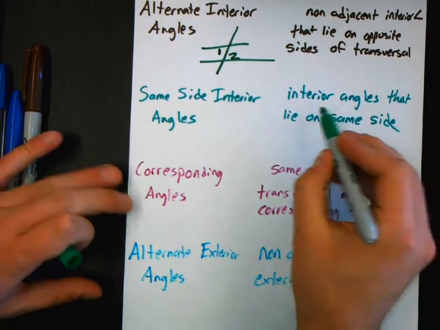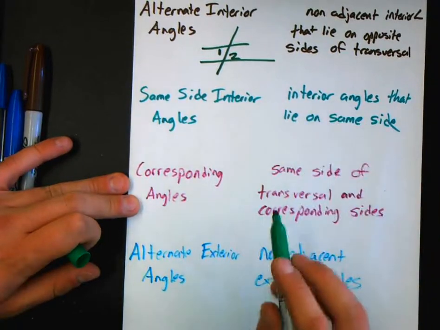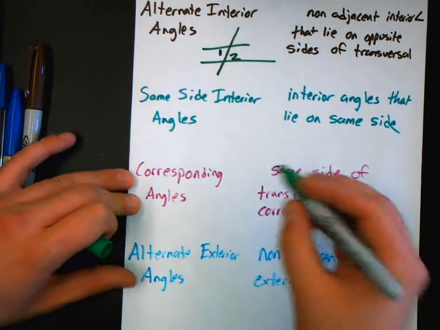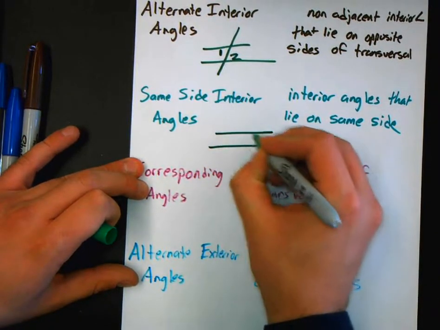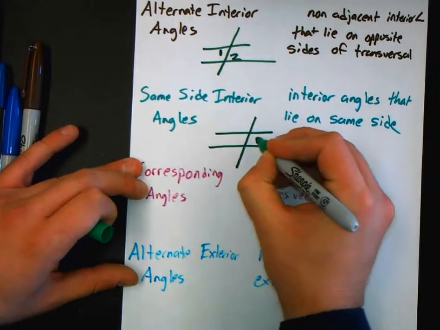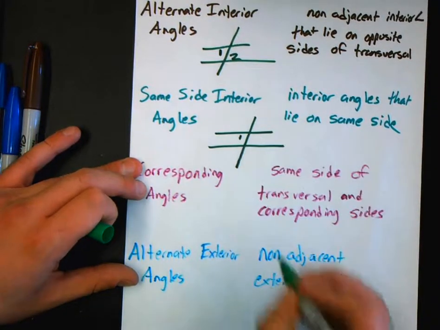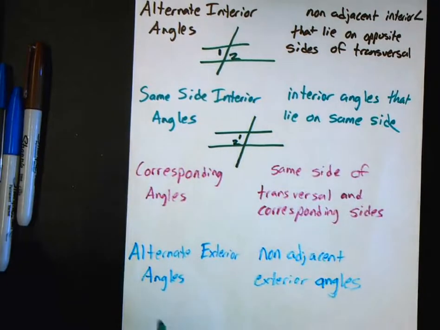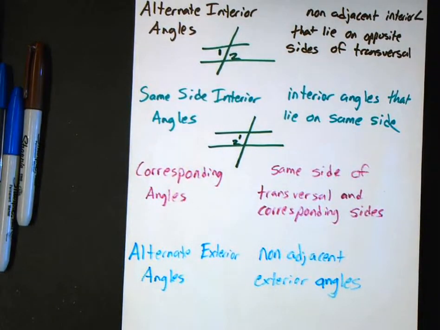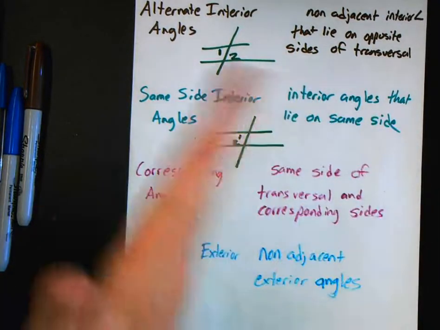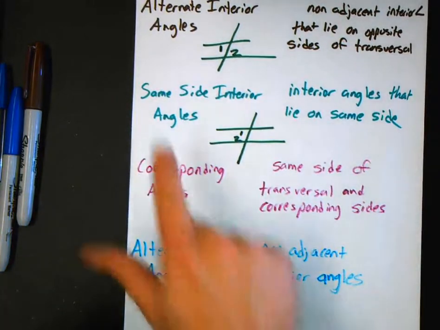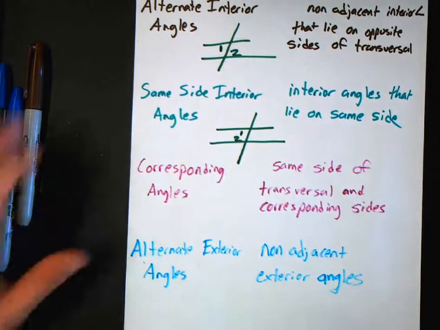Same side interior angles are also interior, just like these up here, but this time they're on the same side of your line, of your transversal. So this one and this one are both same side interior angles inside of the lines. They're on the same side of the transversal, therefore they are the same side interior.